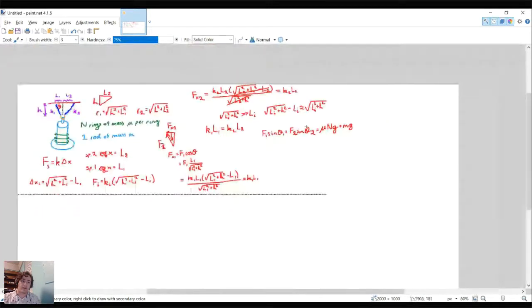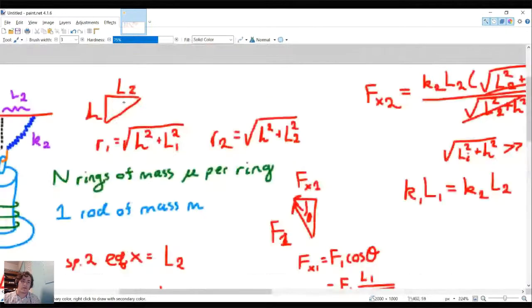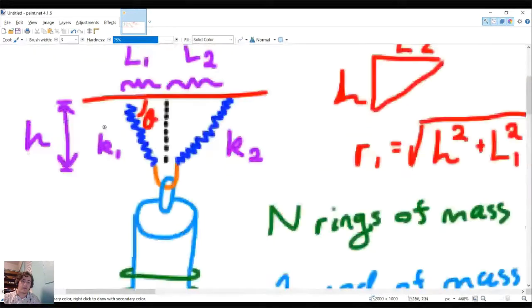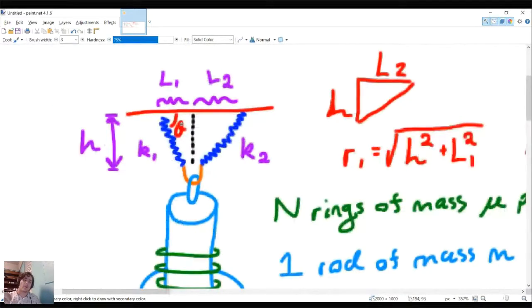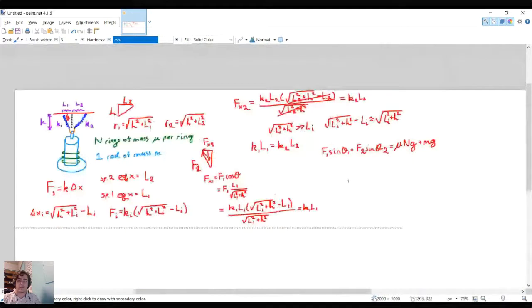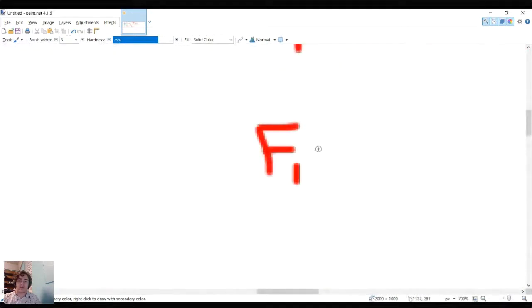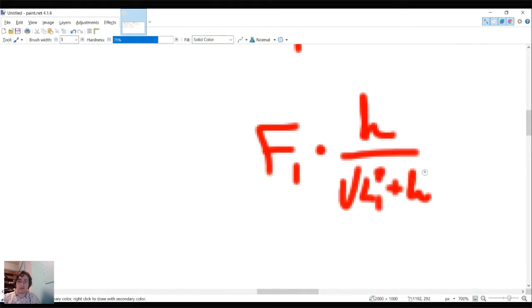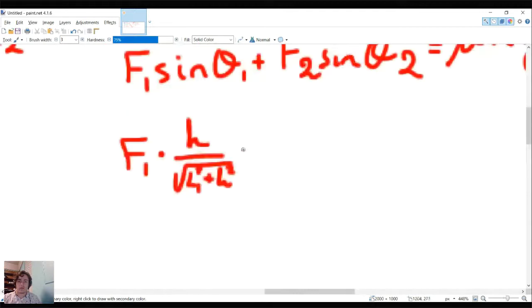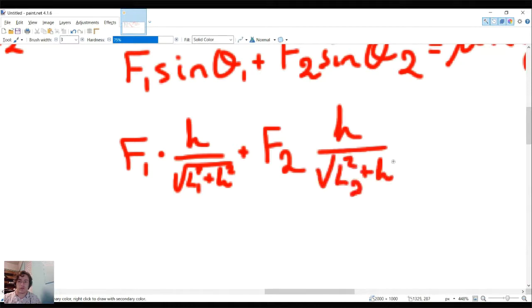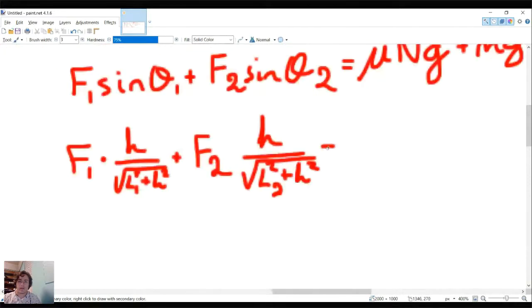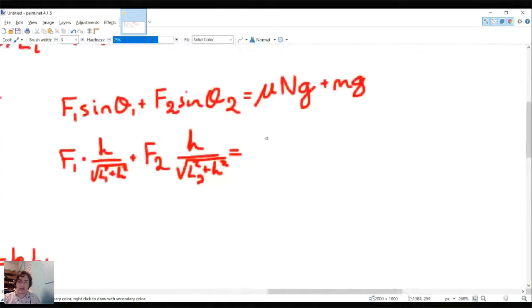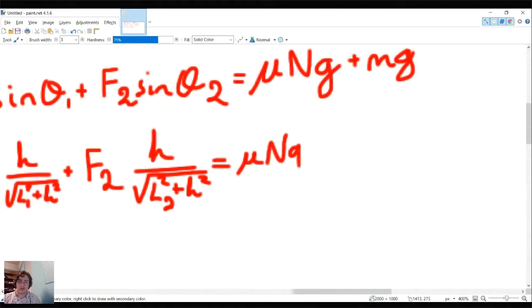So what is sine theta? We have this angle right here. Sine theta is opposite over hypotenuse, which is h over the hypotenuse. So now we have F1 times h over the square root of L1 squared plus h squared, plus F2 times h over the square root of L2 squared plus h squared, equals... I'm going to factor out a g here. Actually, no, I'm not going to factor out a g here. I'll make it a little more confusing later.